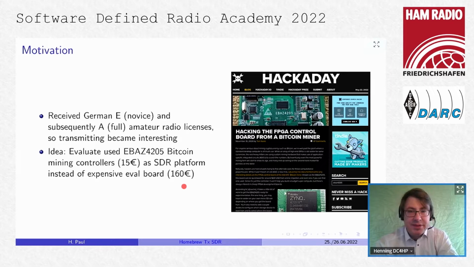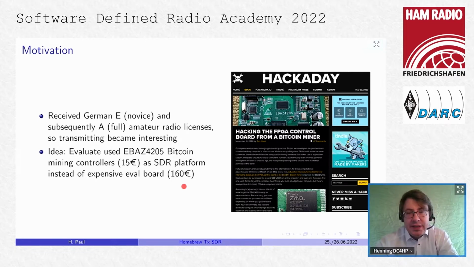which is significantly cheaper than the, say, cheapest evaluation board you can get on this Xilinx platform, which is 160 euros. These Zynq boards are used as Bitcoin mining controllers, so not the boards that mine the Bitcoins themselves, but the boards that do the interfacing to the Ethernet, and the boards that shove raw data into the mining boards and back. And these boards could be bought used for 15 euros last year. Now it's up to, I guess, 30 euros, but it's still significantly cheaper than a full evaluation board.